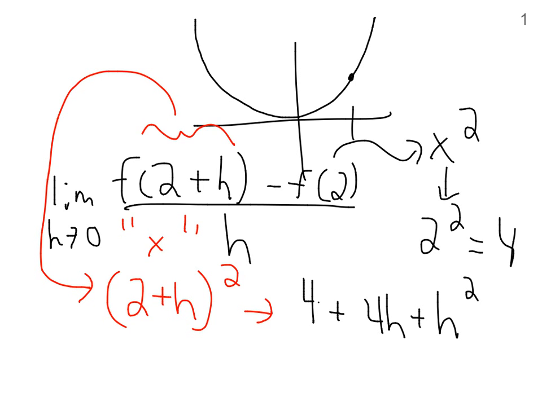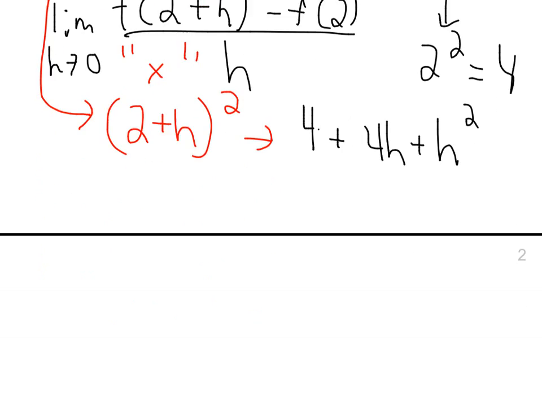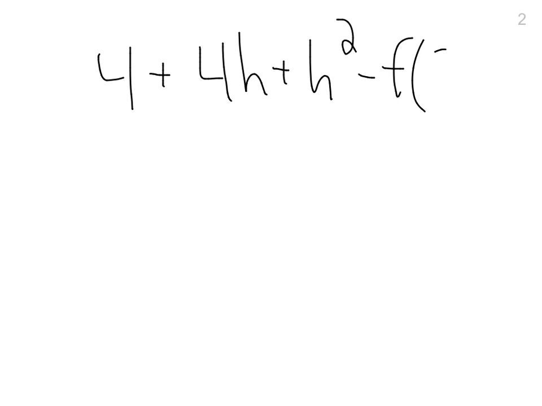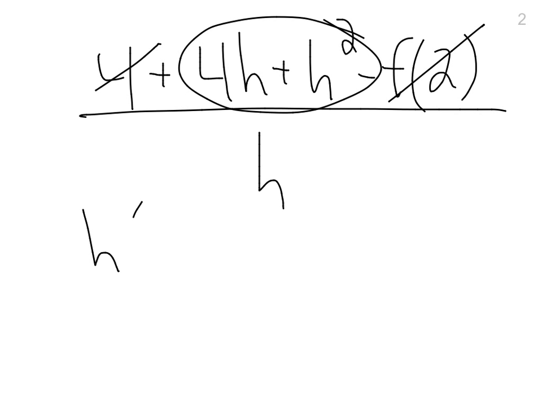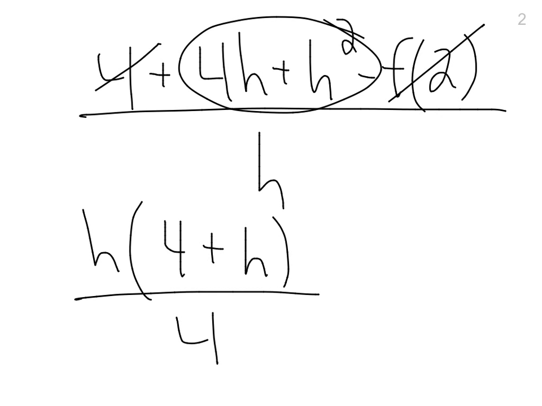Now what's f of 2? Well, I'll go to the next page. Just remember that it's 4 plus 4h plus h squared minus f of 2. Well, f of 2 is 4. So 4 cancels out. You're left with all over h. Well, we can factor out an h from the numerator that's left. So h times 4 plus h, all over h. That h cancels, and it simplifies down to 4 plus h.